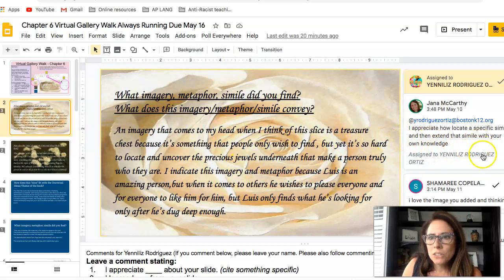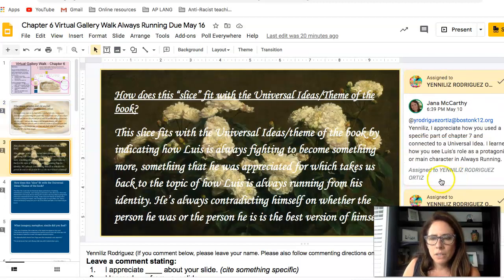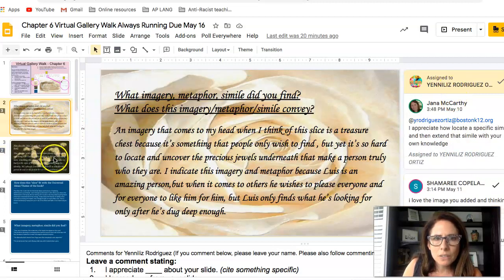As you can see, students began to leave feedback for each other. So I modeled it at first on the first slide for this student. And then we have another student writing back, and we're beginning this dialogue. All the slides look a little different.